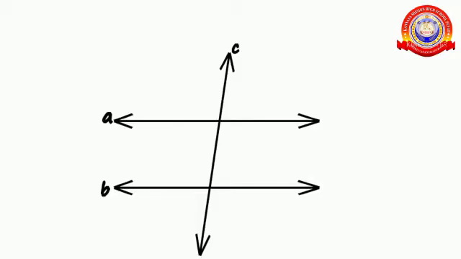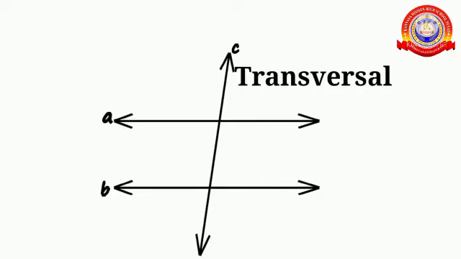Okay. Students, look at this figure. Here, A and B are two parallel lines cut by another line, which is line C. And this line is called transversal. So, transversal is a line that intersects two or more other lines. So, when a line cuts across a pair of parallel lines, 8 angles are formed.